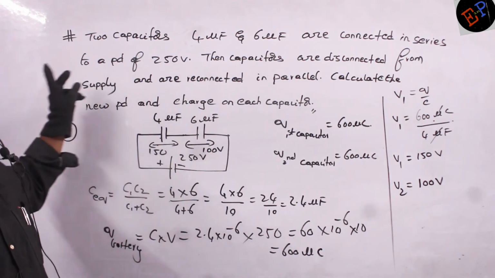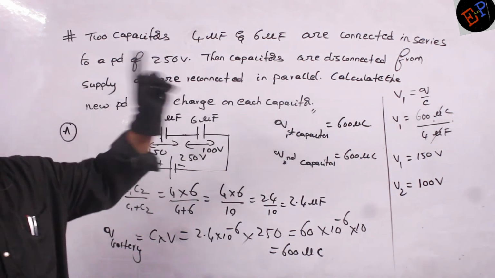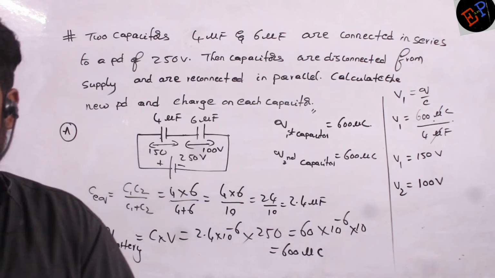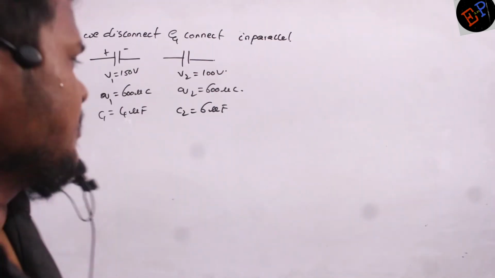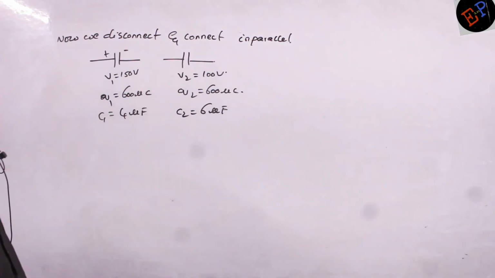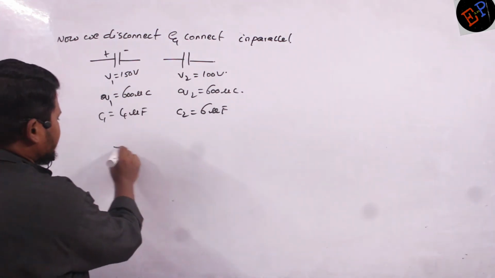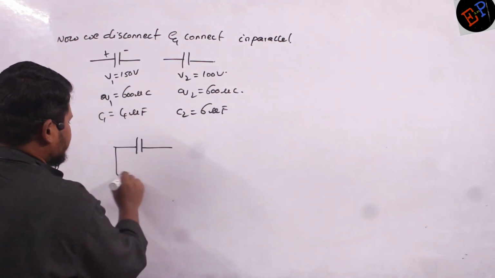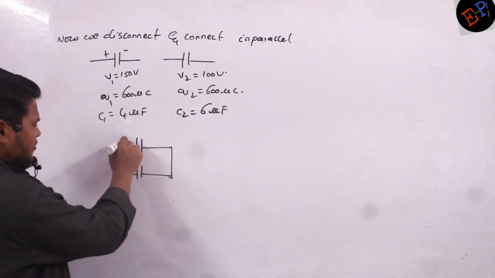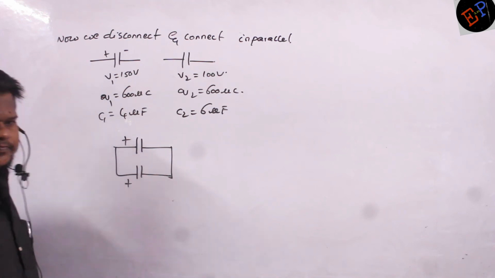Now what I will do? Now I will connect them in parallel connection. Are you able to understand? Make a note up to here first of all. Okay, now see. We are disconnecting them after charging, and now I will connect them in parallel connection like this. Clear? See, if anything is not given, it means that we will connect positive to positive.